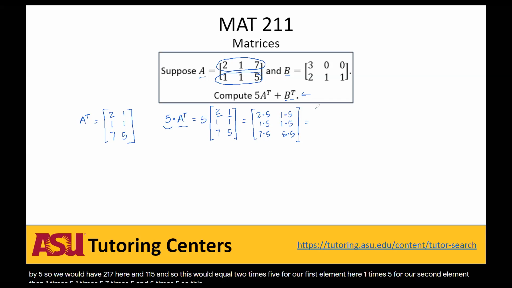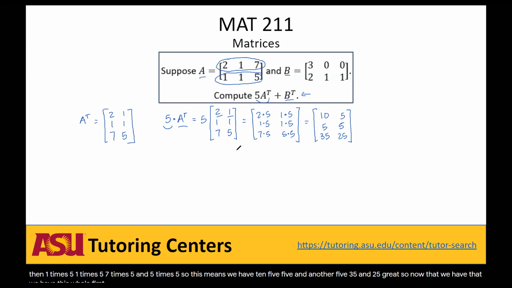So this means we have 10, 5, 5, and another 5, 35, and 25. Great. So now that we have that, we have this whole first term already calculated.